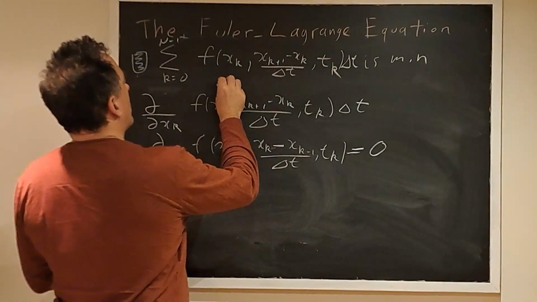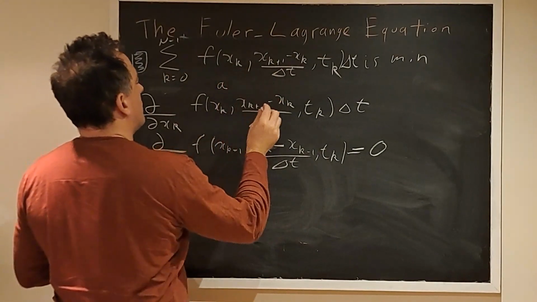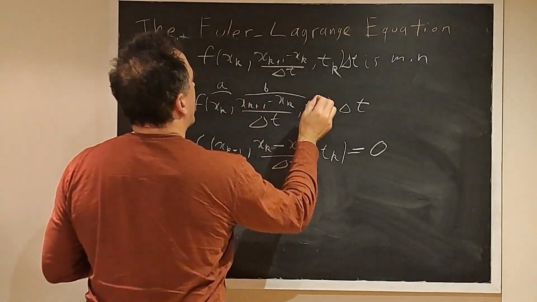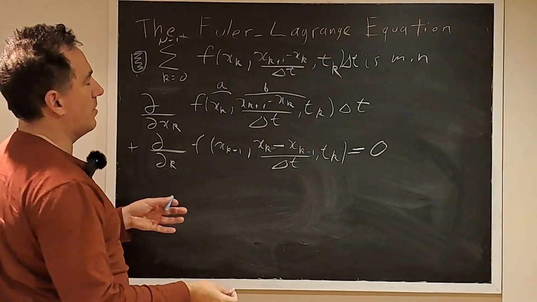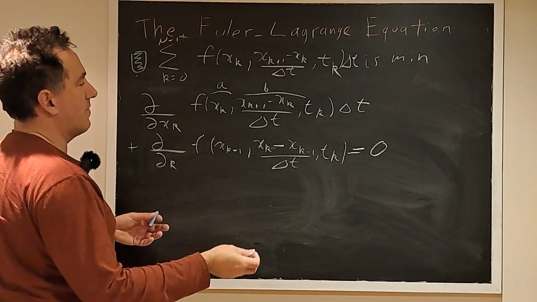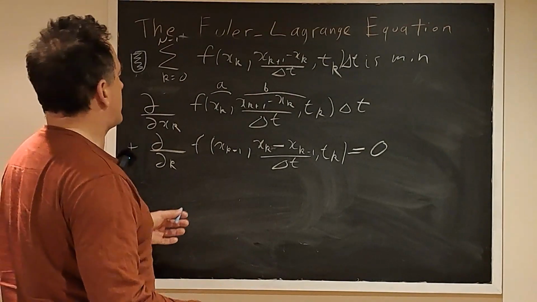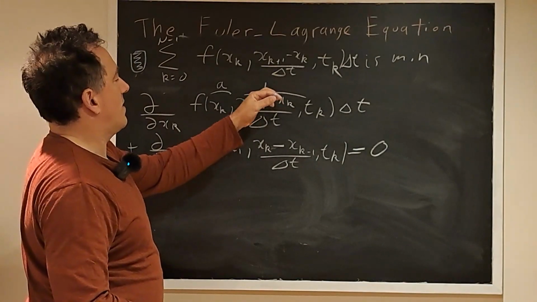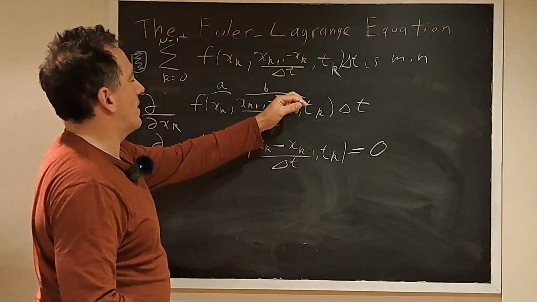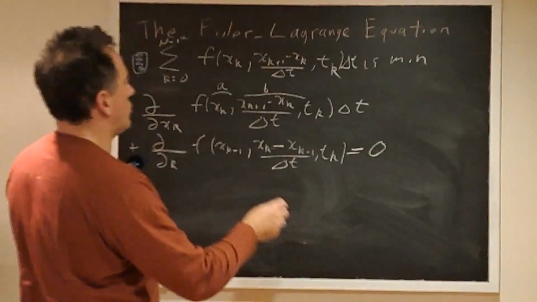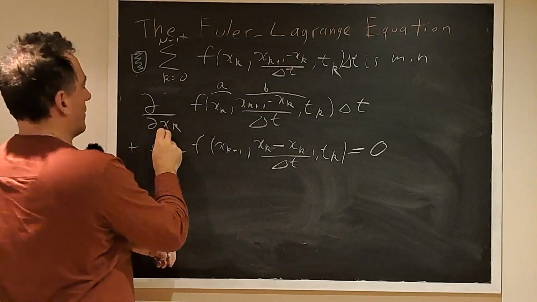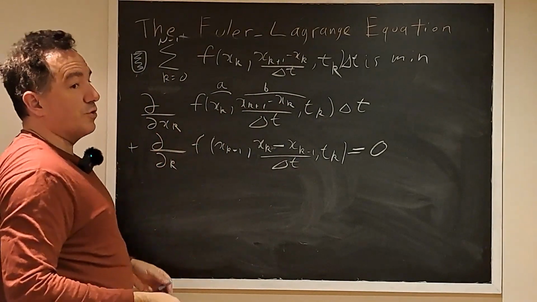This was x, but let's call it a because it would make things much clearer. Let's call this one a and b. So if we have the original function, which depended on x, the derivative of x and t, we replace these variables x by a, and this xk plus 1 minus xk over delta t by b. So we have a function of three variables, a, b, and t, and we take the partial derivative with respect to xk. So we use the chain rule.